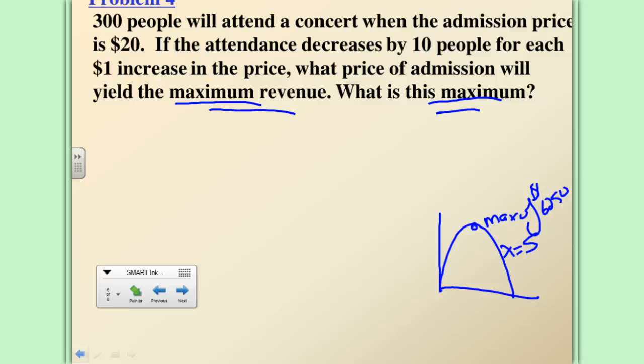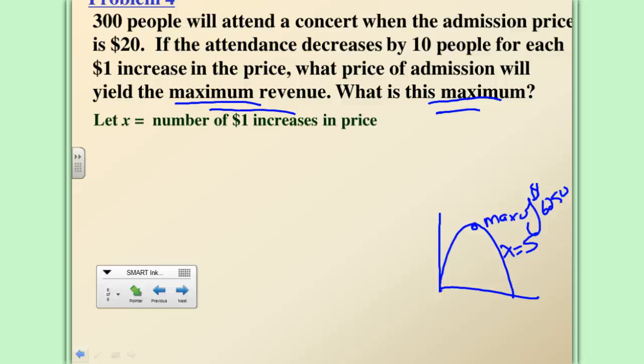Yeah, maybe it's about service, but for now, we're just going to be about money. What price of admission will yield the maximum revenue, and what is this maximum? So the first thing we have to consider is what makes revenue? Well, there's two things that make revenue. What makes revenue is the amount of people that are there and the amount of money that we sell.